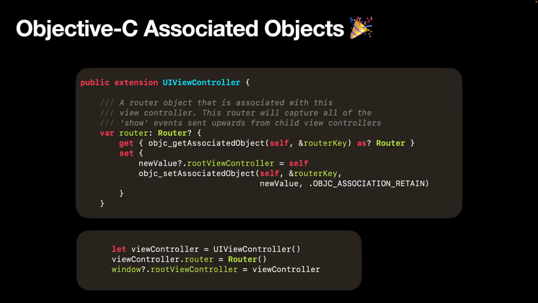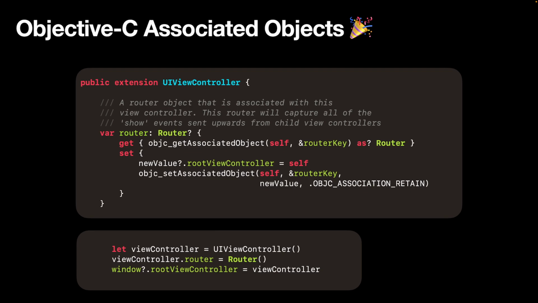So this is a cool feature of Objective-C that I'm kind of sad doesn't exist in Swift. I'm sure there's a way to do this in Swift. If there is, please come and tell me. You can use a feature called associated objects, which means you can create new properties on existing classes and then store objects there. So all I had to do is make a router property for UIViewController. And so now any view controller can have a router.